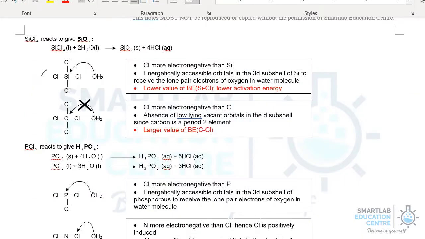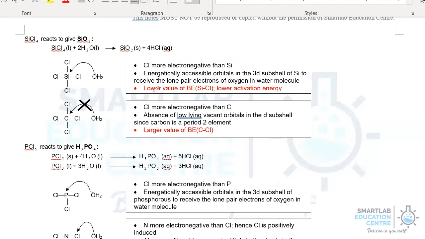Well, let's take a look at some of the possible A-level questions that could be asked. One of the questions that was asked was why silicon chloride could dissolve in water, but CCl4 or carbon tetrachloride is not able to dissolve in water. The reason for that is that silicon is a period 3 element. So since silicon is a period 3 element, it has energetically accessible orbitals in the 3d subshell to basically receive the lone pair of electrons. While in the case of carbon, it's a period 2 element, so therefore it does not have any d subshell.